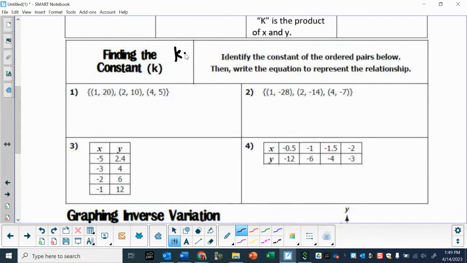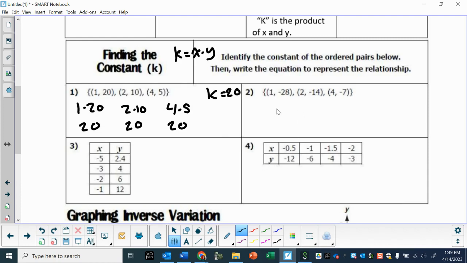Remember to find the constant, k equals x times y. 1 times 20 is 20. 2 times 10 is 20. 4 times 5 is 20. So k equals 20.